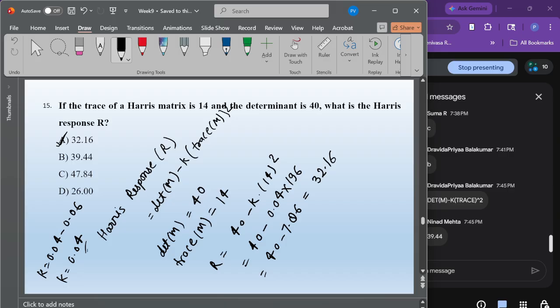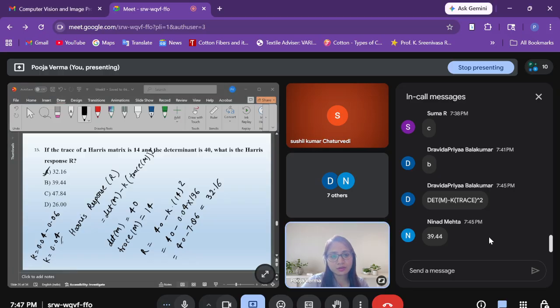Yes, hello ma'am. How can you obtain the value of K? So already it is specified, it will vary from 0.04 to 0.06. It is also defined, yeah, it is defined.